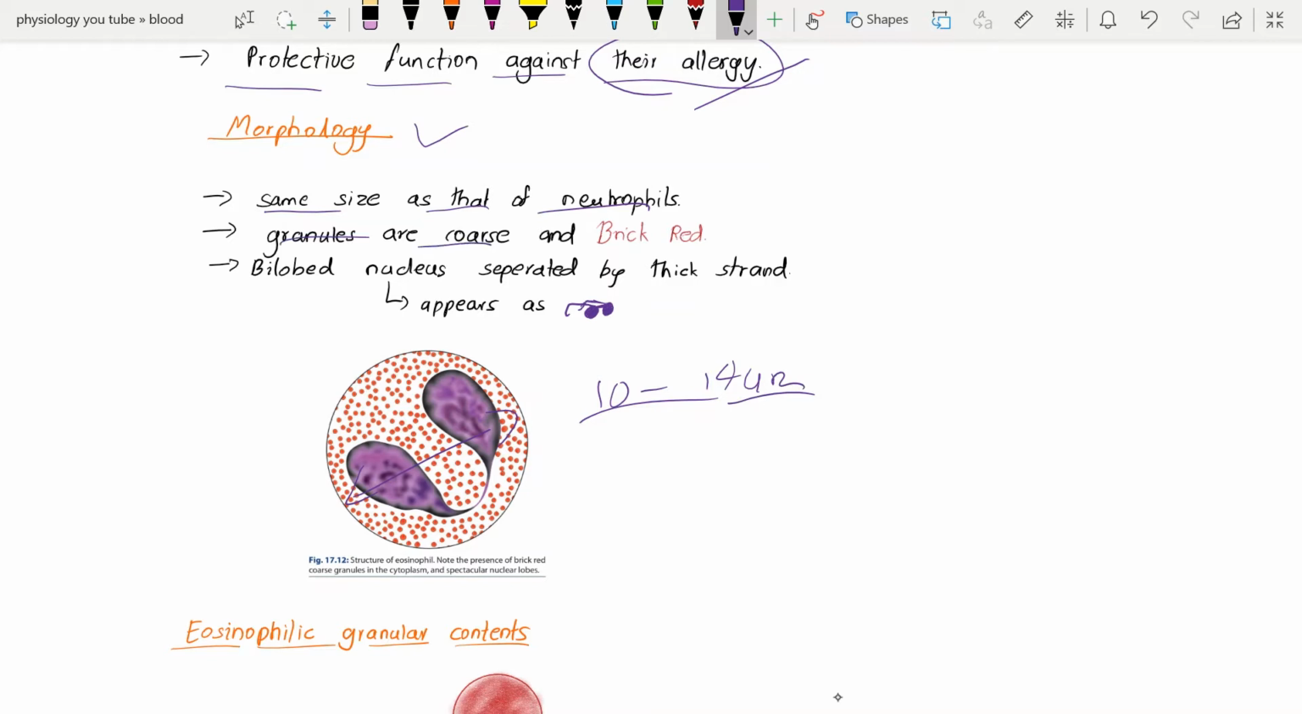Granules are coarse and brick red in appearance. In neutrophils, they were fine and pink. Here the granules are coarse and brick red in appearance. Bilobed nucleus: you can see here 2 lobes separated by a thick strand. The strand is also present here. It appears as spectacles.